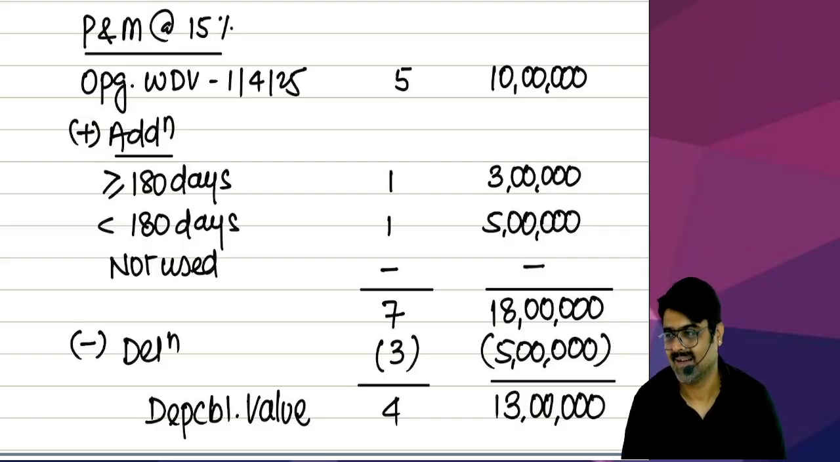Simple. On 5 lakh you are going to calculate half rate. On the balance you are going to calculate full rate. Simple.